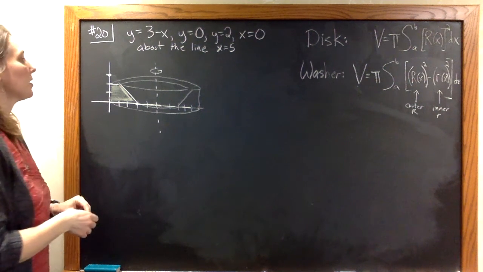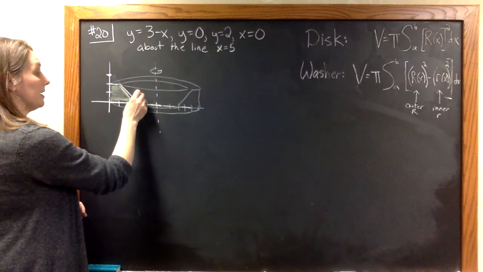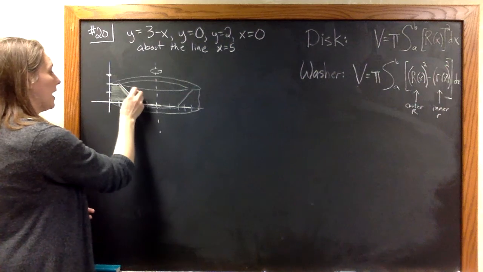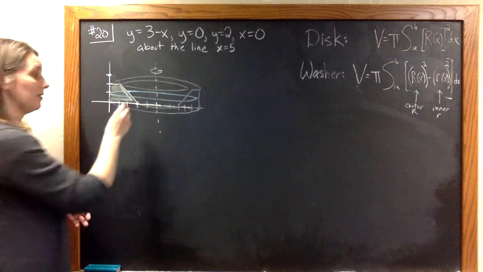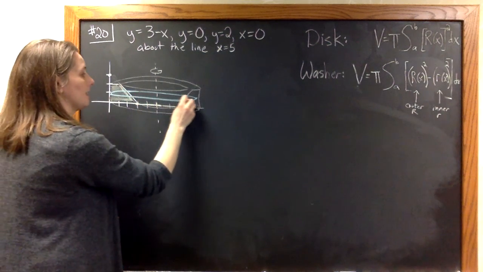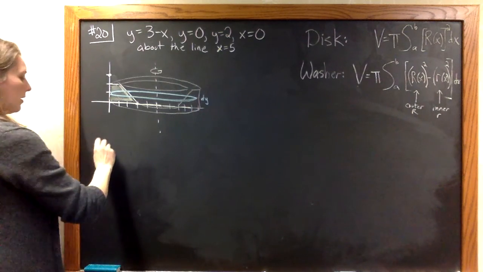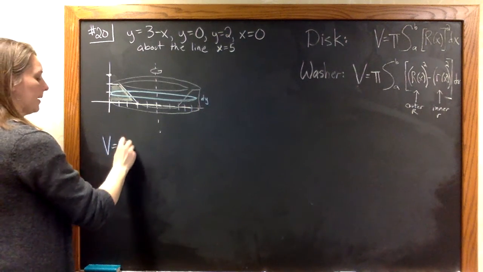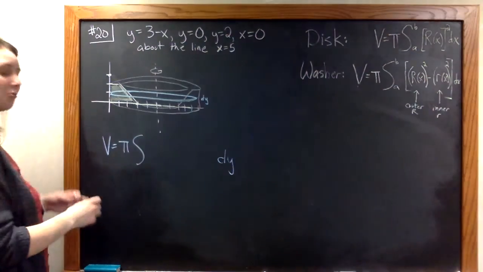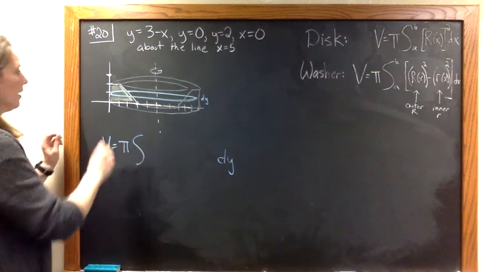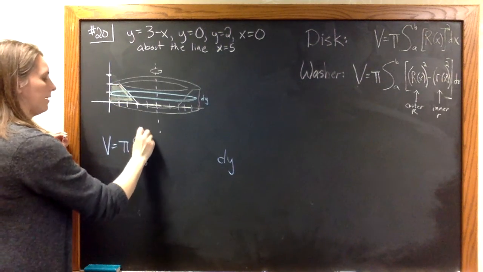All right. So we want to think about slicing this. This one you can see is going to be washers because we've got a hole through it. And notice our washers, if you think about the thickness of each of those washers, those have a thickness in the y direction. Okay, so this is going to be a dy problem. So our volume is going to be pi, and everything is going to be in terms of dy. Okay. So in the y direction, we're going from 0 to 2. That's pretty easy to see from our graph.